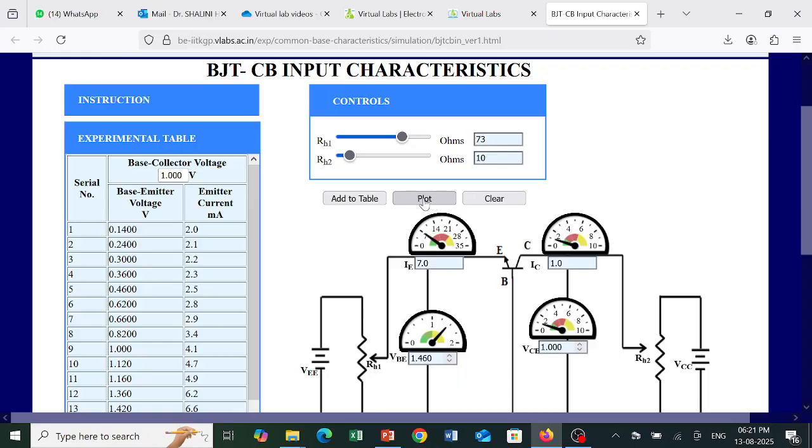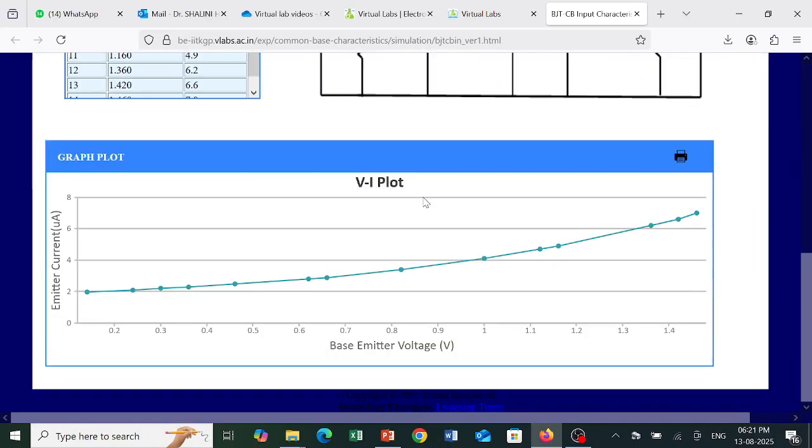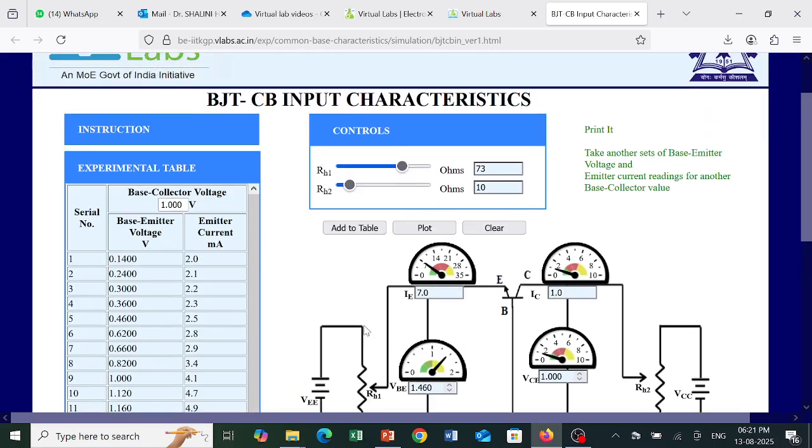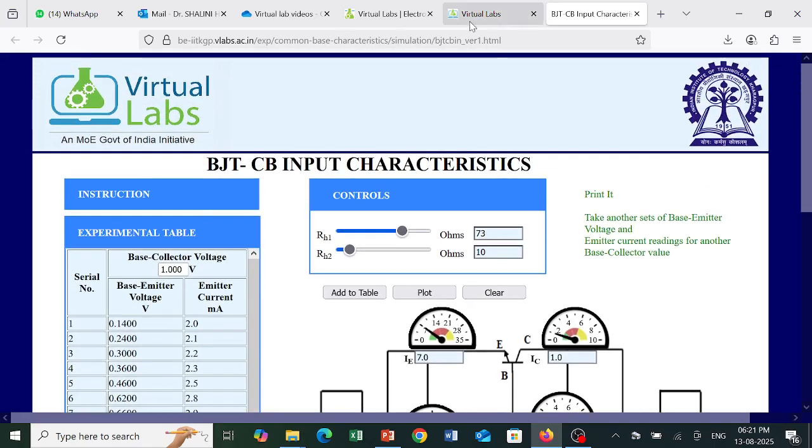Now we are going to click on plot value. Now we can observe this. Since I have taken many values here, it is not increasing sharply, but it is increasing gradually. This is the plot for the input characteristics. Similarly, we are going to see the output characteristics.